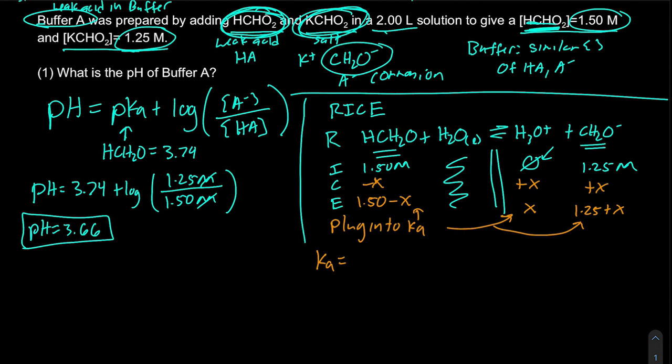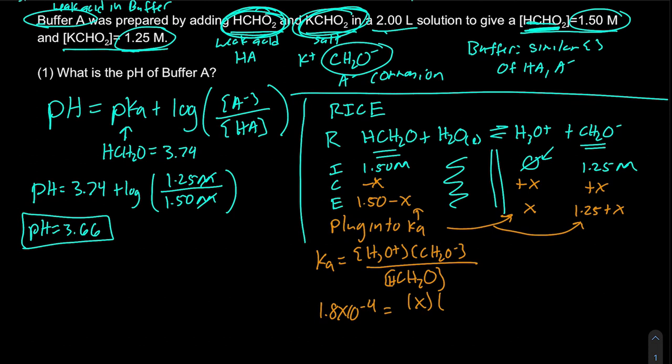So our Ka is going to be our product concentration divided by our reactant concentration at equilibrium. And we know the Ka value for our formic acid is 1.8 times 10 to the negative fourth. Again, we go to a table and we can find that. And we plug in what we have for our concentrations here.